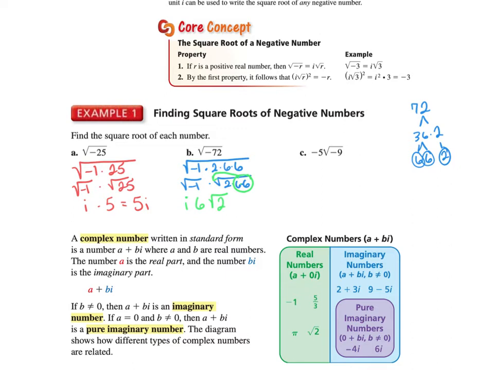Okay? So let's look at C. We have negative 5 times the square root of, now break this up, negative 1 times 9.